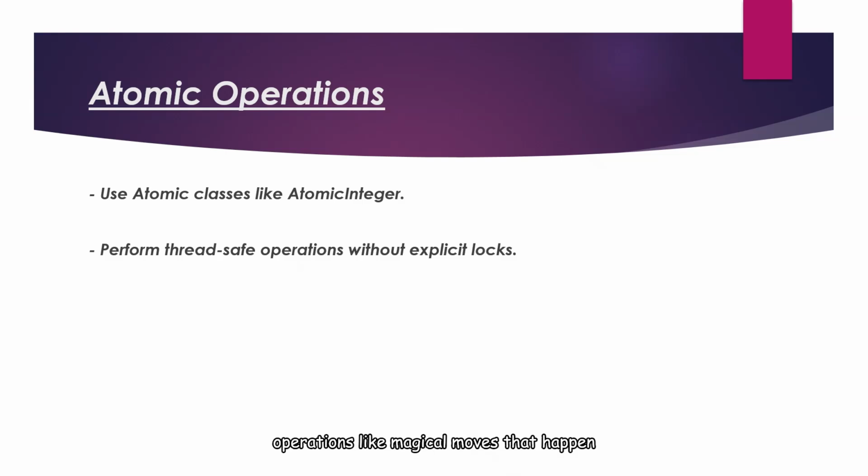Atomic operations are like magical moves that happen instantly without interference. They are operations that either complete fully or not at all, making them perfect for concurrency. For example, updating a counter can be made thread safe using an atomic integer instead of synchronizing manually.